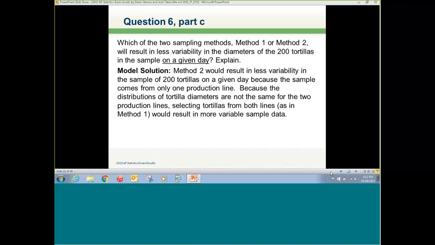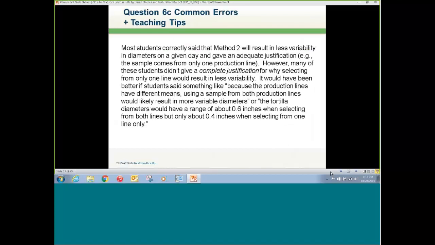Because the distribution of tortilla diameters is not the same for the two production lines, selecting tortillas from both lines, as in method 1, would result in more variable sample data. So, teaching tips. First, the common error. Same error as before: most students correctly said that method 2 would result in less variability in diameters on a given day, and gave an adequate justification, like saying it came from only one production line. However, they didn't give a complete explanation for why selecting from only one line would result in less variability.